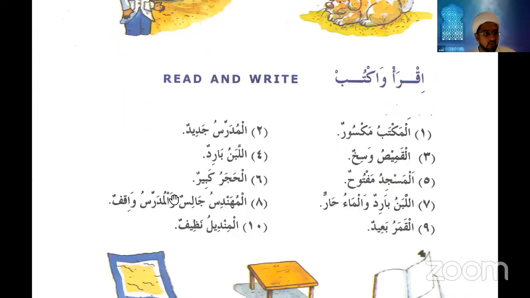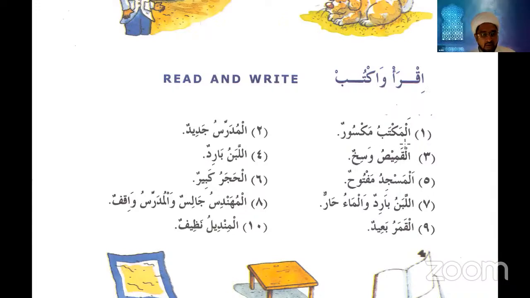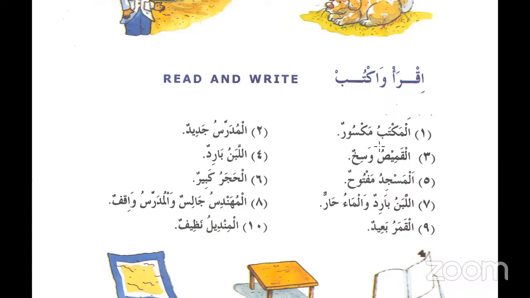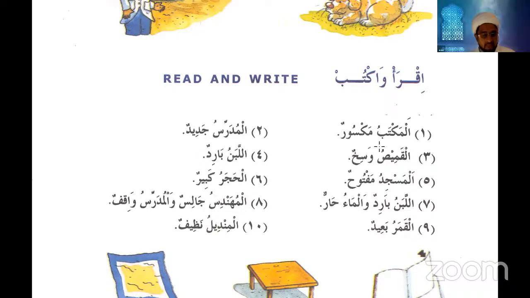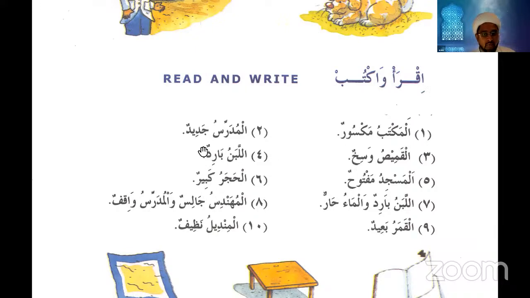Right. I'm going to ask everyone to come on the mic individually. So I'm going to start from the bottom. Sister Zinat, can you kindly read number 1? Al-Maktabu maksurun. Translation: the book is torn. No, al-maktab is the desk. The desk is broken. Jazakallah. Thank you.